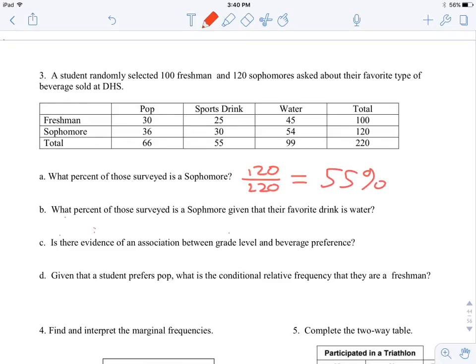For part B, we do have a given. Given that their favorite drink is water, that tells me to look at the water section, which is a column. What percent of those surveyed is a sophomore, given that their favorite drink is water? I find the sophomore number, so it's 54 out of 99, which is the same thing, 55%.